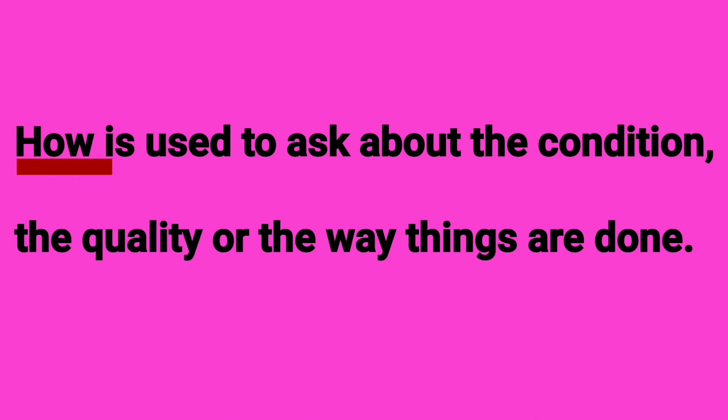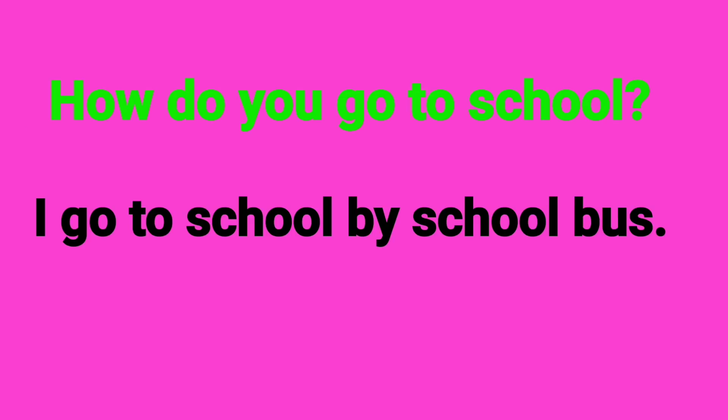How is used to ask about describing someone or something. Like, Reena is a beautiful girl. Beautiful. I am describing Reena as a beautiful girl. So, describing someone or something, or saying more about a person or things. How is used to ask about the condition, the quality, and the way things are done.